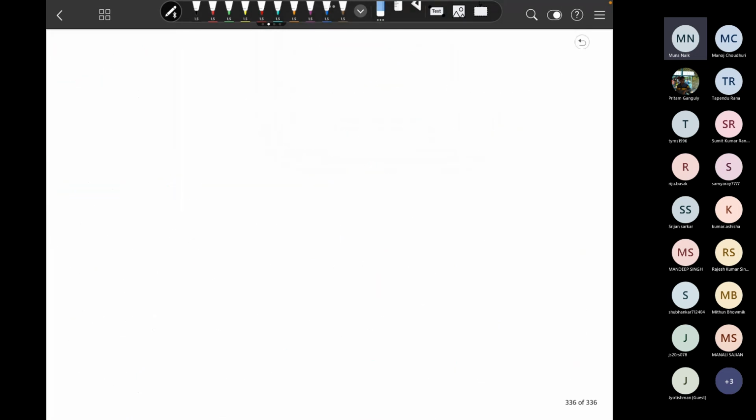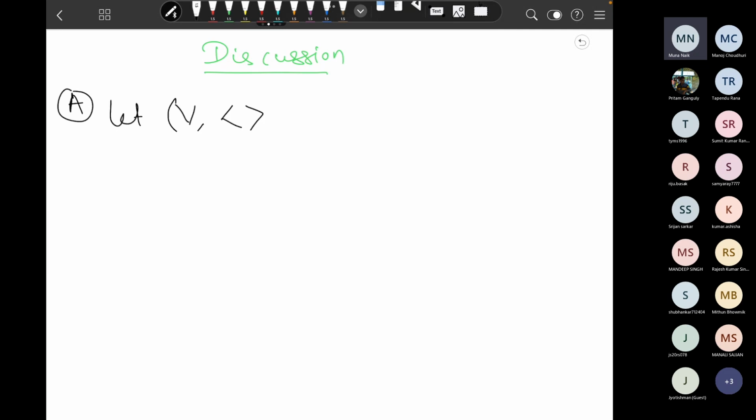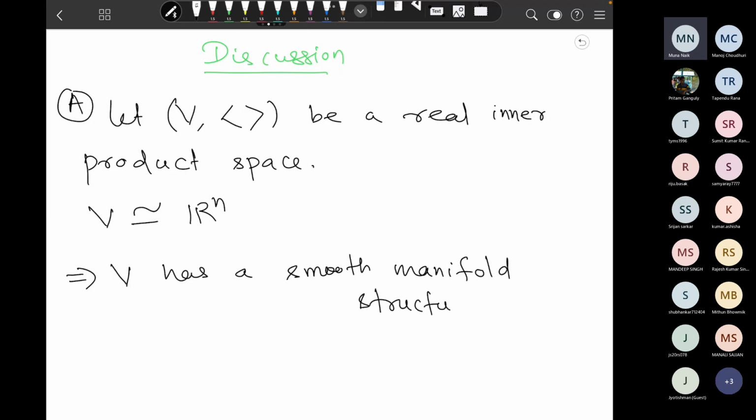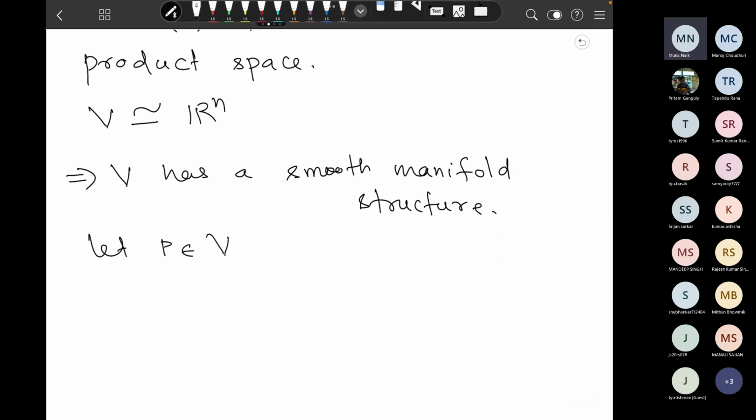So now, discussion. We are moving towards our goal, which is to show that GL(n,R) is a Riemannian manifold, but we have to prepare something. Let V be a real inner product space. Then you can identify it with R^n if you fix an orthonormal basis. This implies V has a smooth manifold structure and is diffeomorphic to R^n. Now let p belong to V; then you can identify T_pV with V. So you can really give a Riemannian metric on this V.